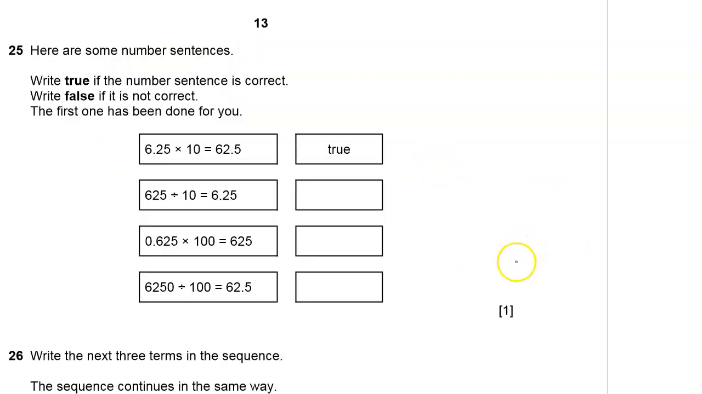Question number 25. Here are some number sentences. Write true if the number sentence is correct. Write false if not correct. The first one has been done for you. Of course, when you do 6.25 times 10 it gives you 62.5. That is correct. It's been done for you. It's written true.